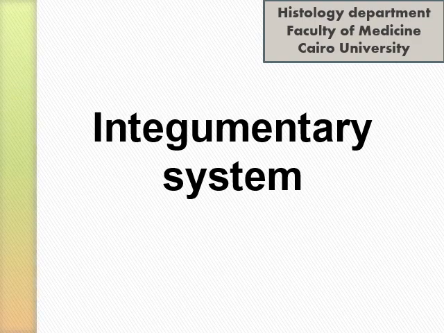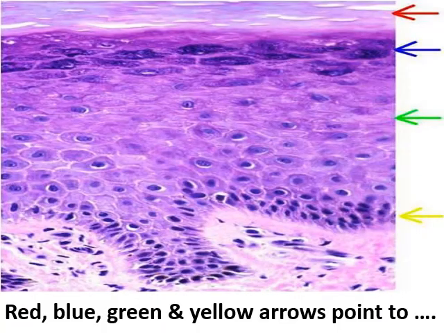The last chapter we're going to talk about today in this module is the skin. We have either thick skin or thin skin. The thick skin has thick epidermis, no hair follicle or sebaceous gland. We have stratum basale, stratum spinosum, stratum granulosum, and stratum corneum.